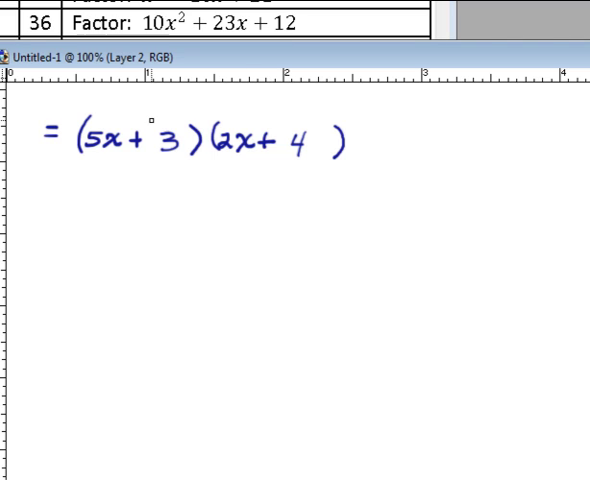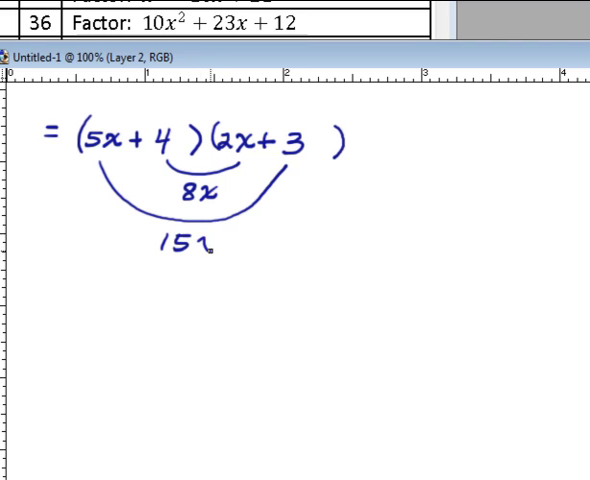Okay, so let's erase that, and we'll switch them around. We'll put the 4 here and the 3 here. And now a factor of 2 does not pull out of either one of these two binomials. All right, so let's check our middle term. Here we have 4 times 2, that's 8x. 5 times 3, that's 15x. And the sum is 23x. So this is the correct factorization.